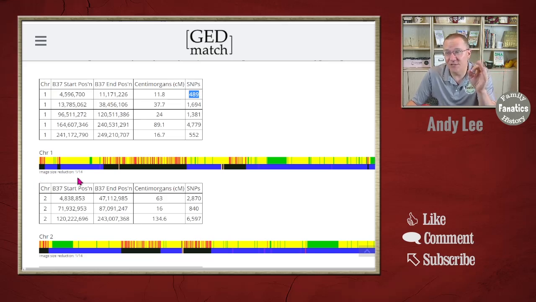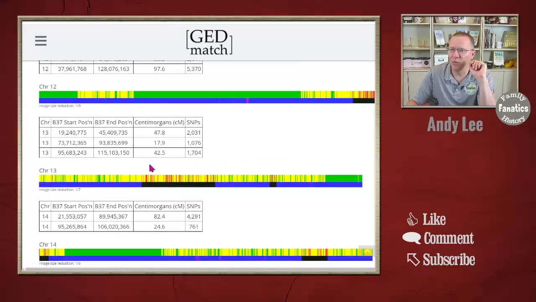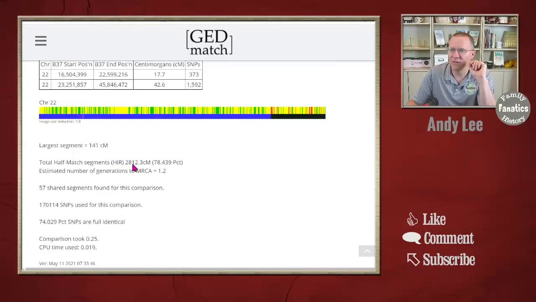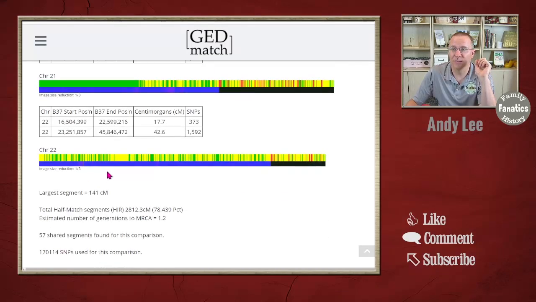Now, there are more SNPs on chromosomes 1, 2, and 3 than there are on 20, 21, and 22. So if you'll notice, this was a 1 to 14 reduction. If I scroll all the way down to 20 to 22, the shorter ones, this is only a 1 to 5 reduction, a 1 to 3 reduction. So each one of these little bars represents 3 different SNPs as opposed to 1 different SNP.